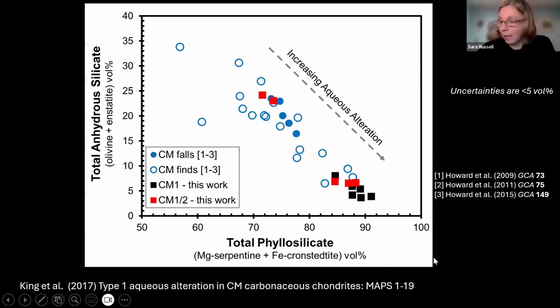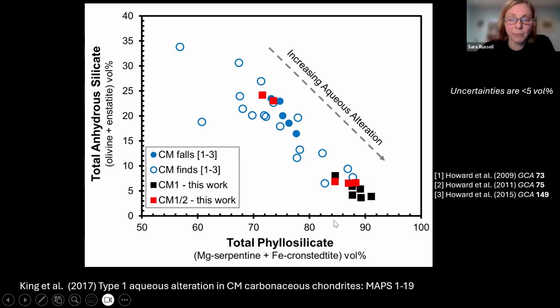Okay. And going to modal mineralogy work. So this is a plot of our X-ray diffraction data for CM meteorites. On the vertical axis is the total anhydrosilicates, which means olivine plus pyroxene. And on the x-axis is the total phyllosilicates. So you can see there's a very clear anti-correlation, as you would expect. So as aqueous alteration progresses, the anhydrosilicates get broken down and form into phyllosilicates.